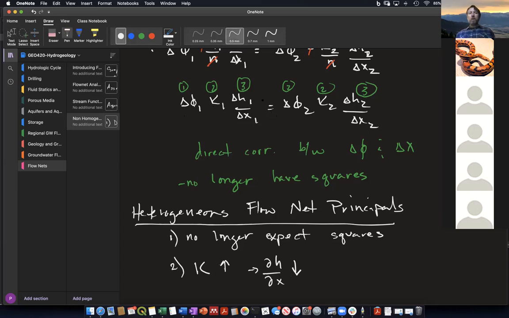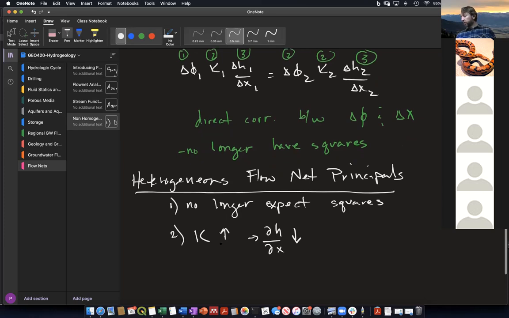If we say that our head gradient is going to remain constant, and we keep the third term here constant, then if we move from, let's say, a lower to a higher conductivity, then our spacing between the stream tubes must get smaller.